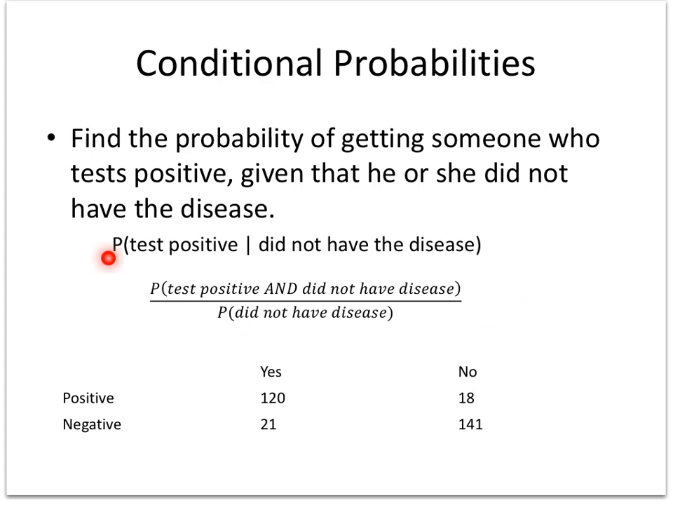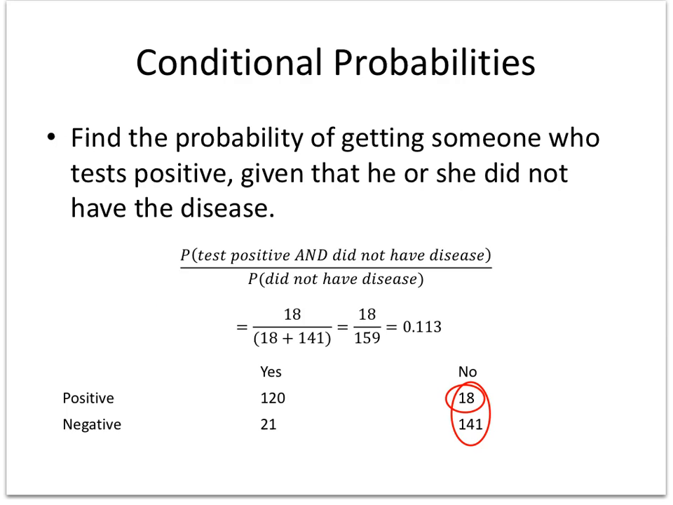So what I do is I write my conditional probability formula out, which says the top, the numerator, is the probability of test positive and did not have the disease, and the bottom is the probability of the given part. The probability they test positive and did not have the disease is 18, divided by the probability they did not have the disease, which would be the sum of these two values, and that is where I get the 159, and I finally get my probability.